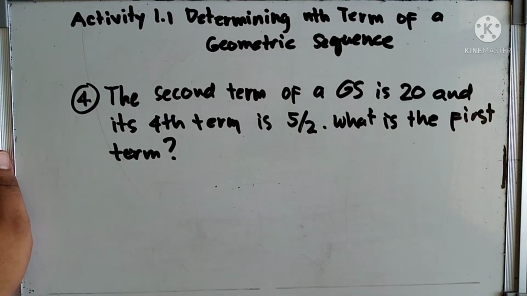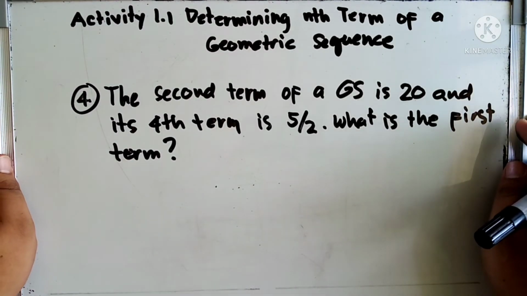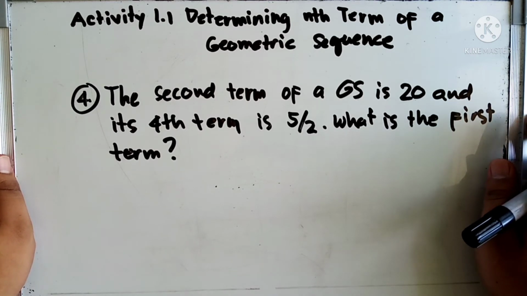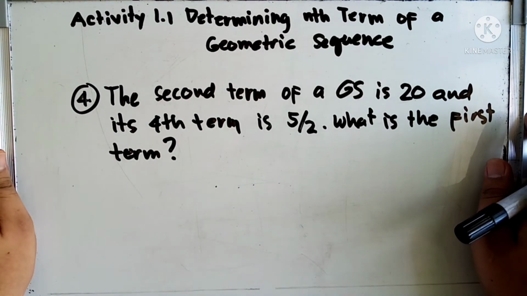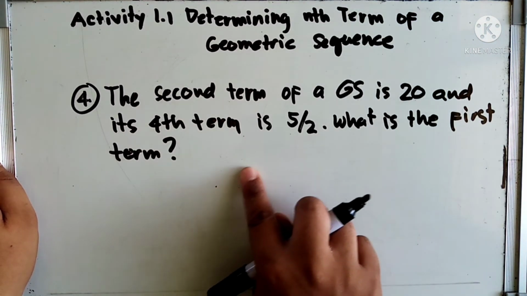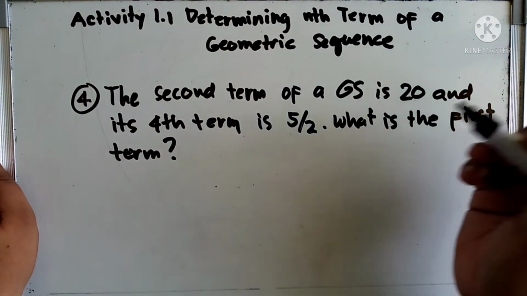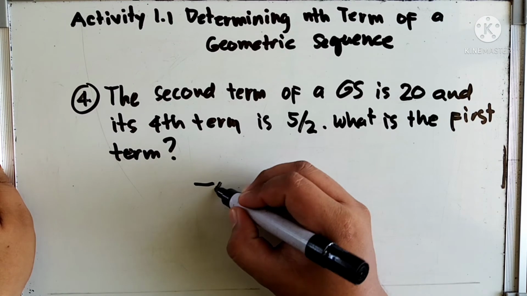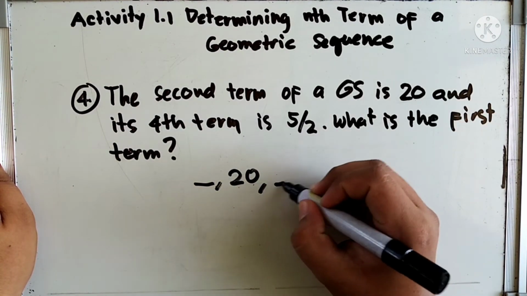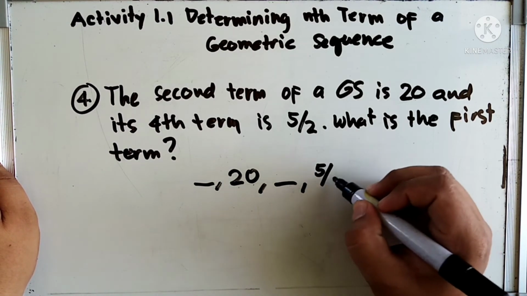Okay, for number 4, the second term of a geometric sequence is 20 and its fourth term is 5/2. What is the first term? So we're now working on a fraction at saka medyo tricky siya. So to do this, i-illustrate natin. So may first term tayo, ang second term daw natin ay 20. Meron tayong third term at meron tayong fourth term na 5/2.